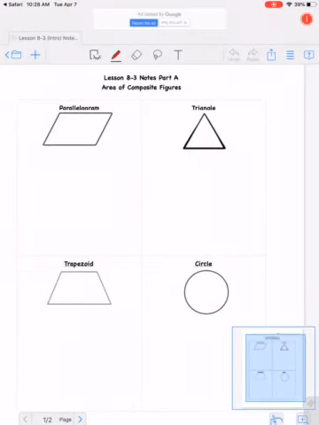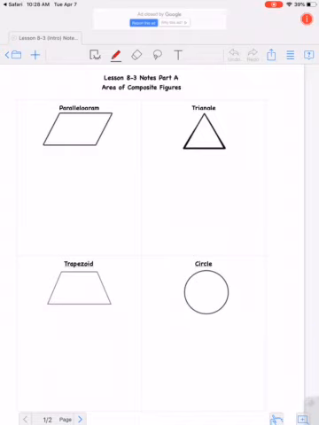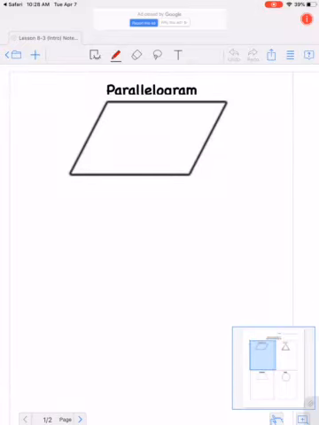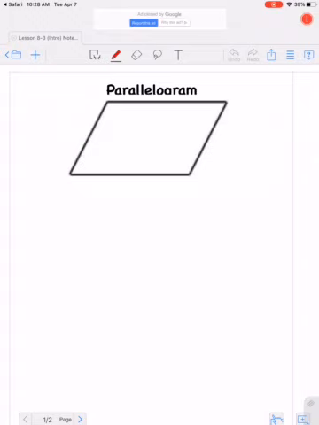So today we are going to be doing lesson 8-3, notes part A, or this is like day 1. These first 4 problems should be a little bit of review. We're just going to be saying what the area of each one is, so we're actually listing the formulas out.